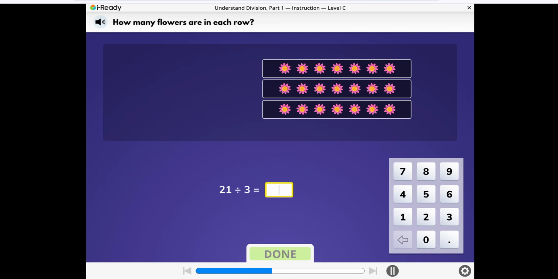1, 2, 3, 4, 5, 6, oh, there's 7 of them. That's 21 divided by 3 equals 7.